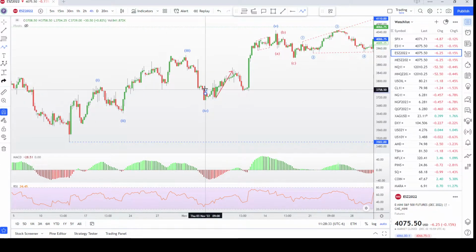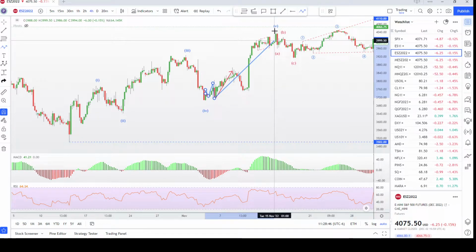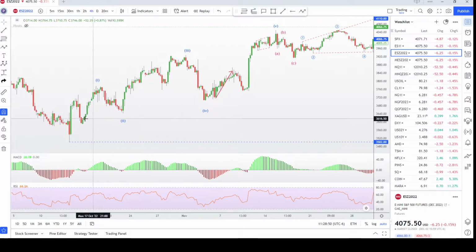So we had 3 waves here for an A, and then 3 waves down for the B. And then I thought this was 3 waves up for 3, that was 4, and then we completed 5 up there. Looking at this more, I think this is clearly creating a leading diagonal.